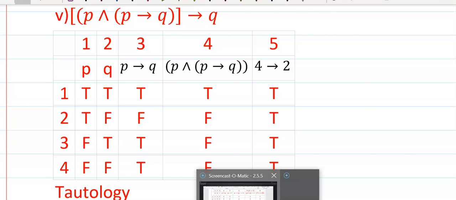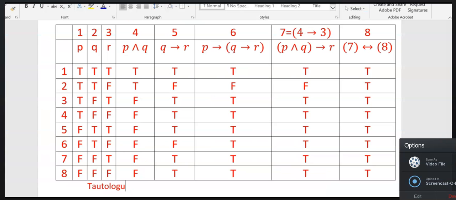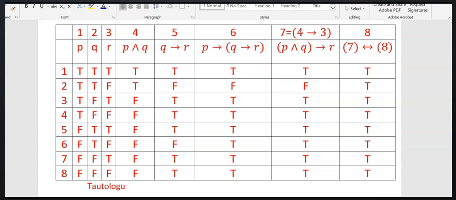Now we'll see this again here. Next is, I corrected it.